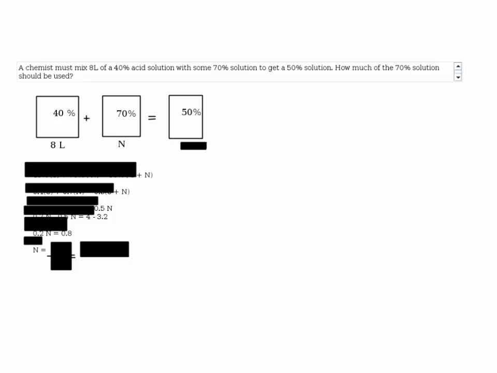So if that's going to be 8 liters and it's going to be N, how much are we going to have for 50% solution then, in total? So what would be the amount for 50% in terms of N? 8 plus N, right? Because we already know 8 plus N. So can somebody tell me how to set up this formula now?